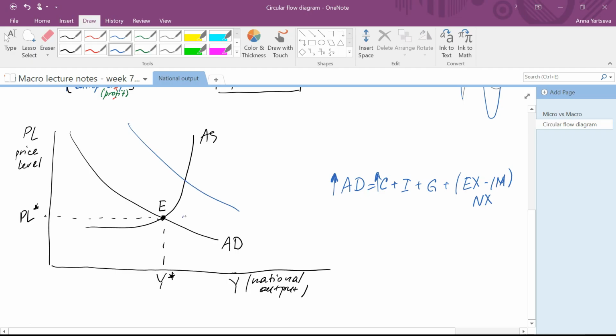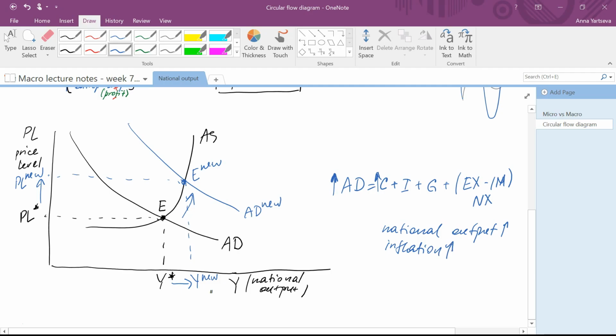So as a result, when aggregate demand goes up, it will shift the aggregate demand curve upwards. And our new aggregate demand curve will be located higher. So we'll move to a new equilibrium point E new, which will increase national output. Output will now be higher. So national output goes up as a result of higher consumption expenditure. But apart from this, we can also see that the price level will increase as well. Inflation will accelerate. Prices will become higher.